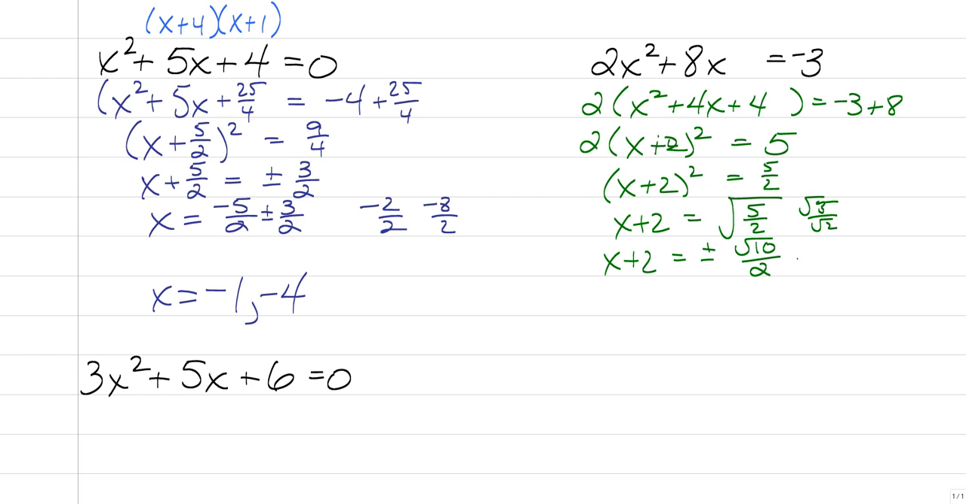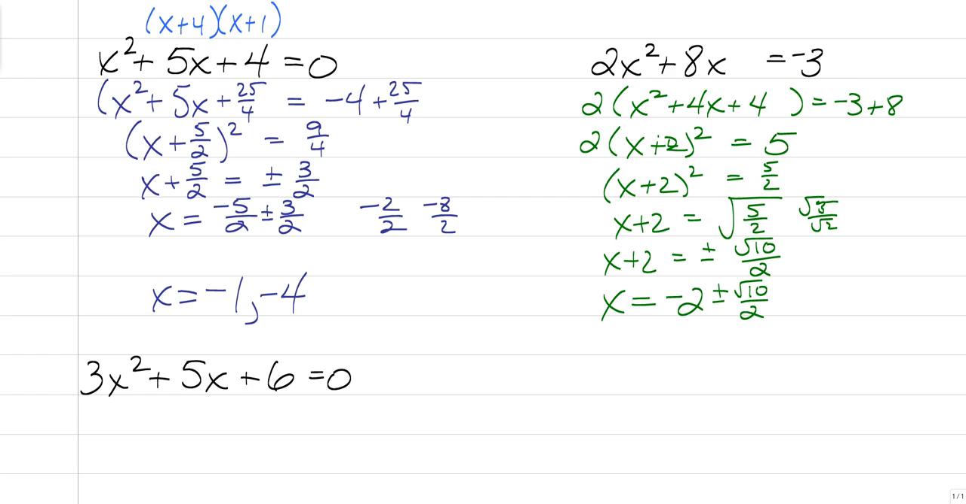If you forget how to divide by a radical, you need to go back and watch a video on simplifying radicals. Okay? Then you subtract 2 from both sides, and x is equal to negative 2 plus or minus root 10 over 2. And again, that is why we need to be able to use completing the square, because you could not factor that. And if you can't factor it, then you need another way of solving.